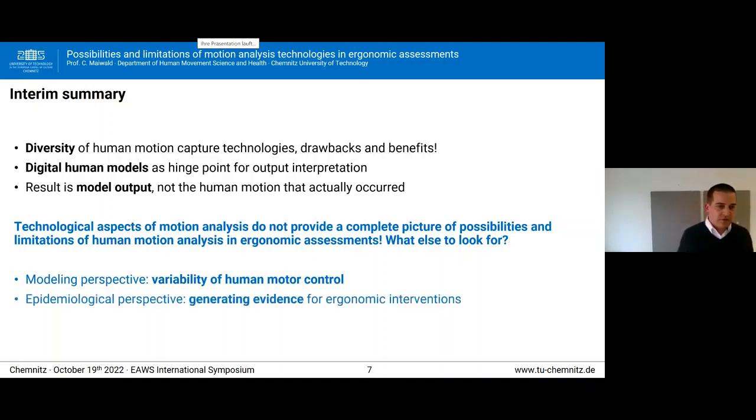So the first of these problems is the variability of human motor control. I will get to that in a minute. And the second problem is, how do we generate evidence for interventions or for any changes we apply to workplace design to demonstrate its feasibility? And Francesco has already pointed out the long-term versus short-term effects, and especially the safety concerns in exoskeletons.